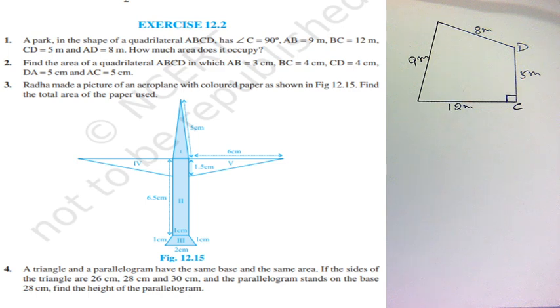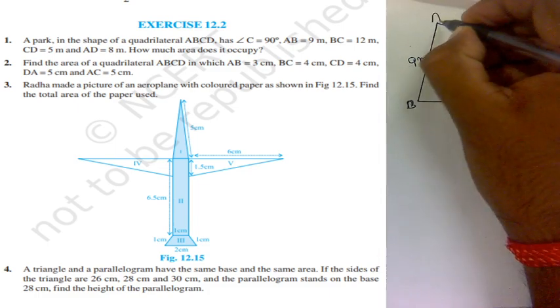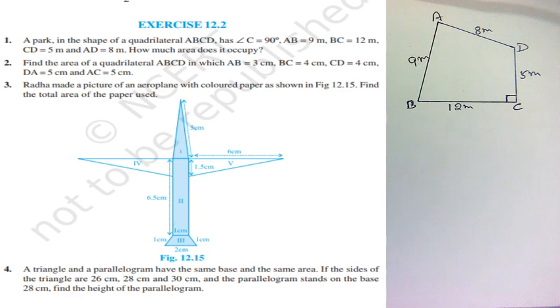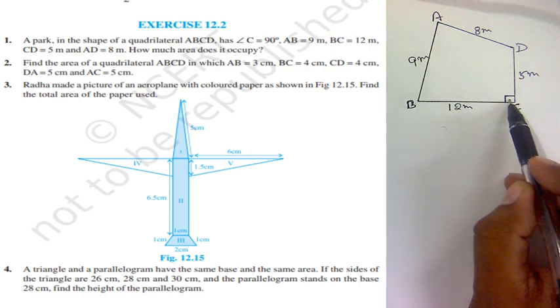As you can see here, the first question says a park in the shape of a quadrilateral ABCD. So there is a park which is in the shape of quadrilateral ABCD. So the figure is there. Now in this figure, angle C is 90 degrees. AB is 9 meter, BC is 12 meter, CD is 5 meter and AD is 8 meter. So you can see here in this figure, this is the quadrilateral ABCD where angle C is 90 degrees.